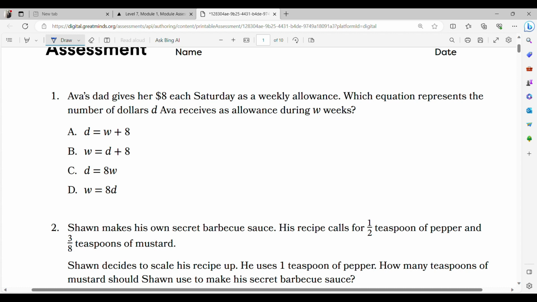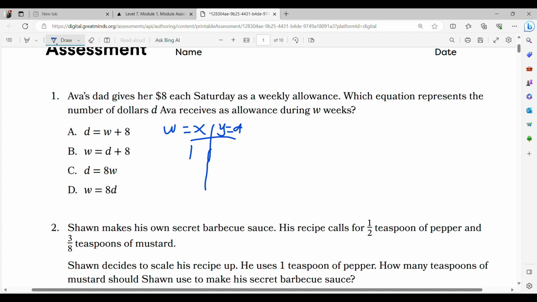Ava's dad gives her $8 a week each Saturday as a weekly allowance. Which equation represents the number of dollars, D, Ava receives as allowance during W weeks? So let's do what we always do. We're going to set up our XY chart. Let's make this a little bit longer. And in this case, our X is going to equal W. Our Y is going to equal our D.